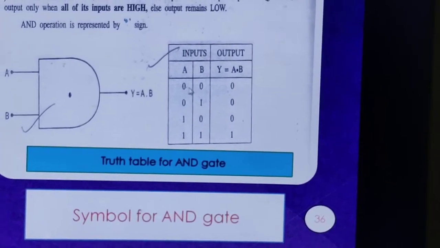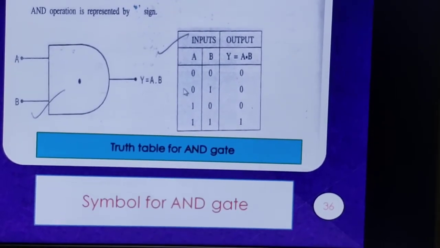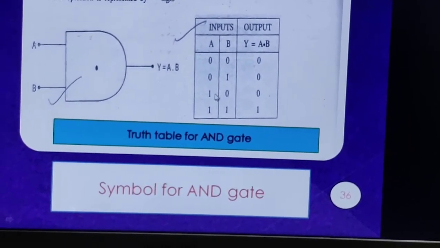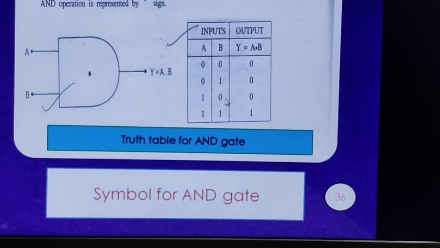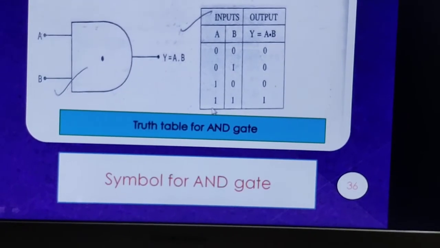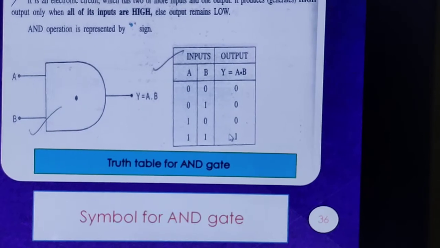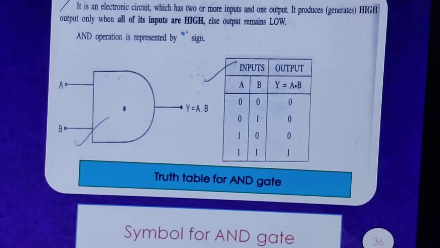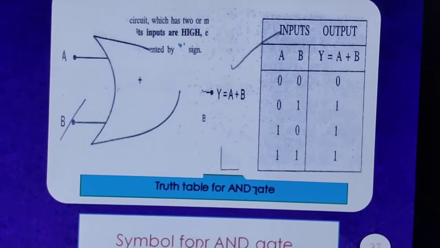So if A is 0 and B is 0, the output is 0. If A is low and B is high, then also the output is low. If A is 1, that is high, and B is low, the output is naturally 0. But only when both A and B are high do we get a high output. So the AND gate works only when both inputs are high. That is called the truth table for the AND gate.